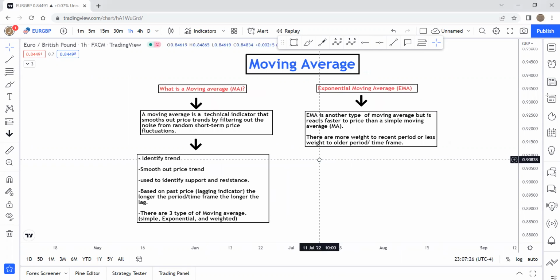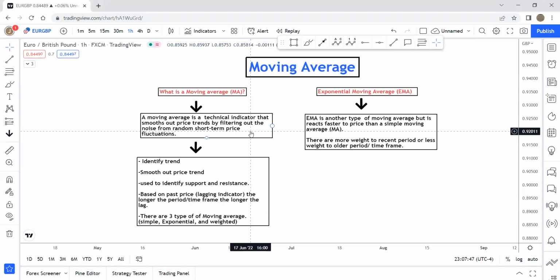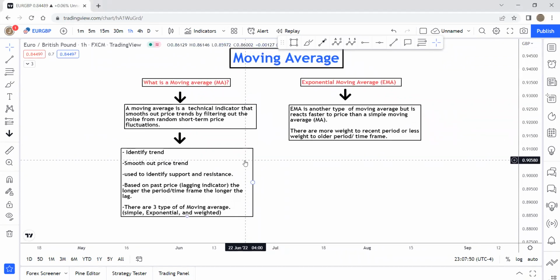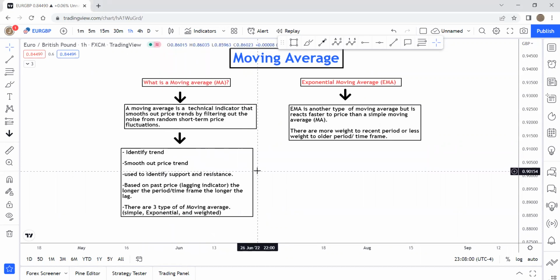Well, today's training, we're going to be discussing moving average, right? Now, before moving forward, let's discuss what is a moving average or MA. It's also known as a simple moving average, right? A moving average is a technical indicator that smooths out price trends by filtering out noise from random short-term price fluctuation, right? To simplify that, guys, a moving average basically identifies trends. It smooths out price trend. It's used to identify support and resistance in the market.